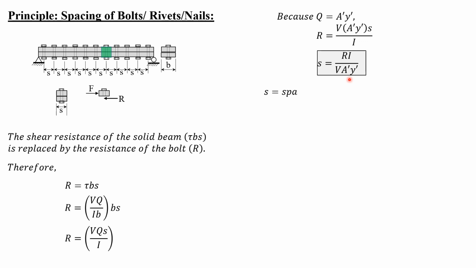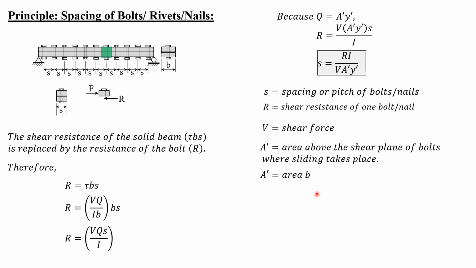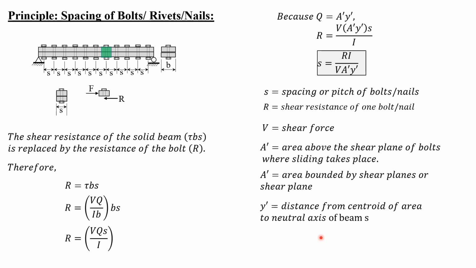So, where S is the spacing or pitch of bolts or nails, R is the shear resistance of one bolt or nail. If there are two bolts or a number of bolts, then you multiply that by N bolts or nails. Then V is shear force. Then area prime is the area above the shear plane, or area above or below the shear plane where sliding takes place. Area prime is also the area bounded by the shear plane. Then Y prime is the distance of the centroid of area prime from the neutral axis of the beam section. So that's it for this situation. And we will have examples on this.